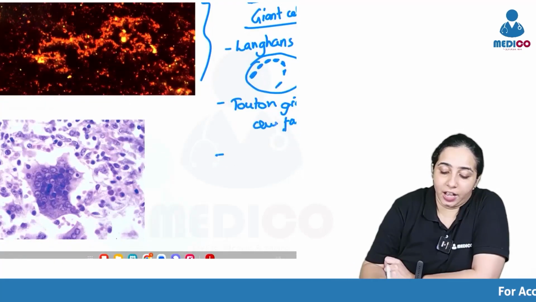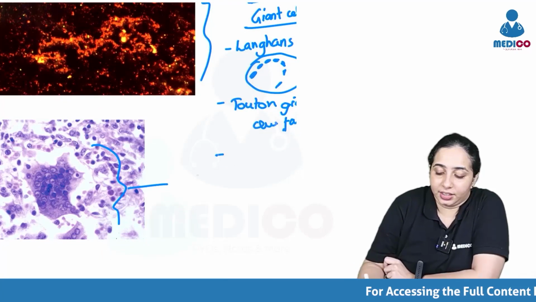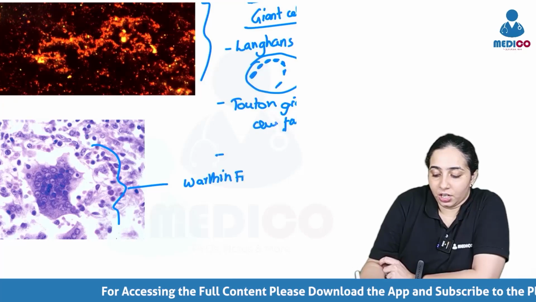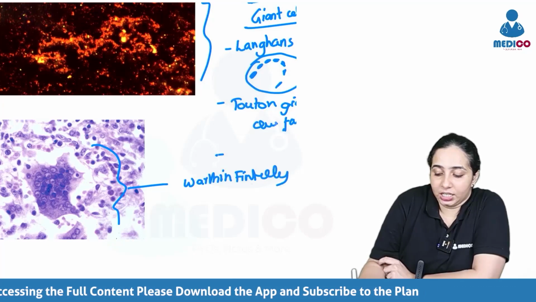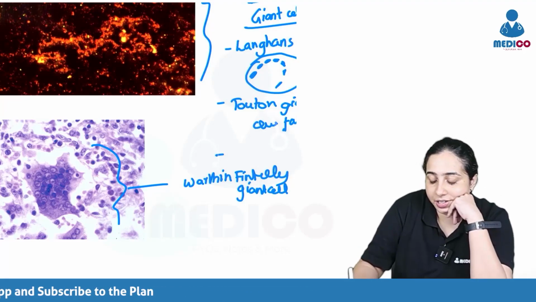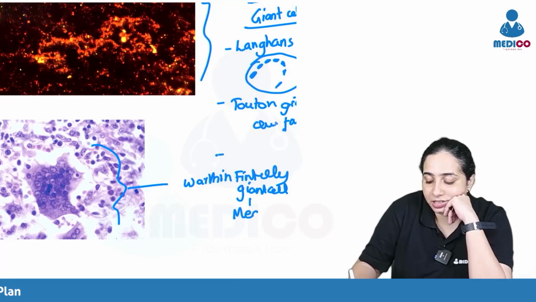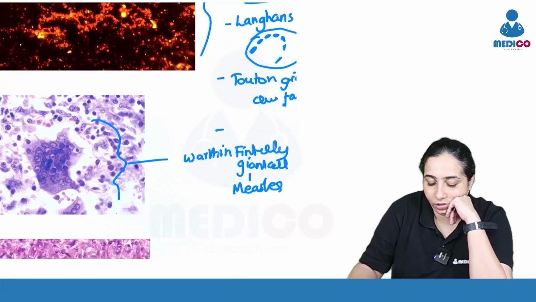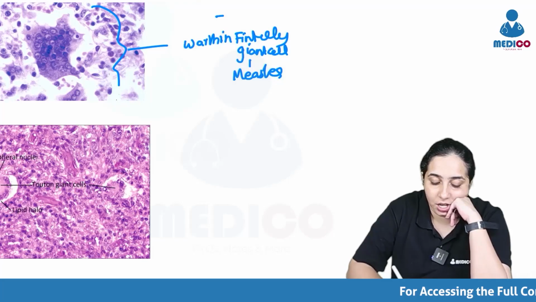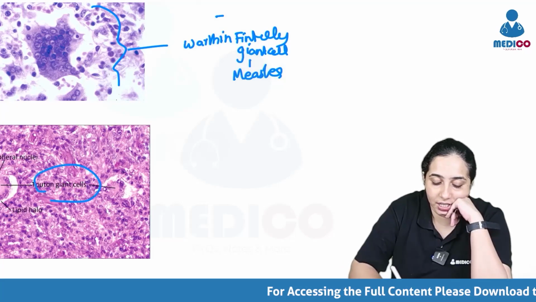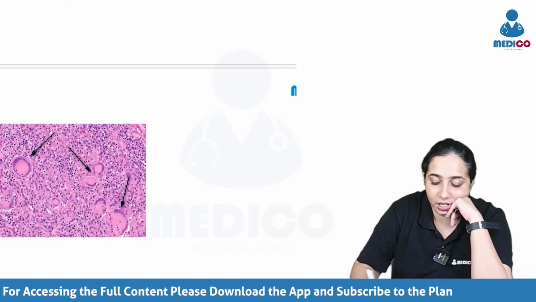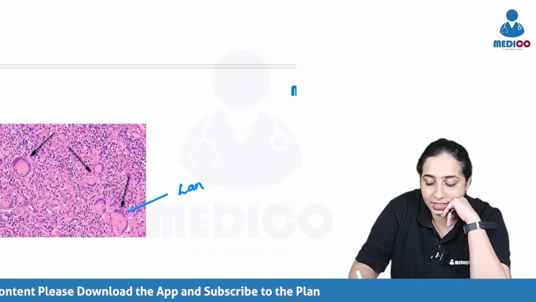Then you have this particular thing that is called the Warthin-Finkeldey giant cell, and it is seen in measles. Okay, so next here, as you can see, you have a Touton giant cell with a lipid halo. And what is the next? So these are your Langhans giant cell.